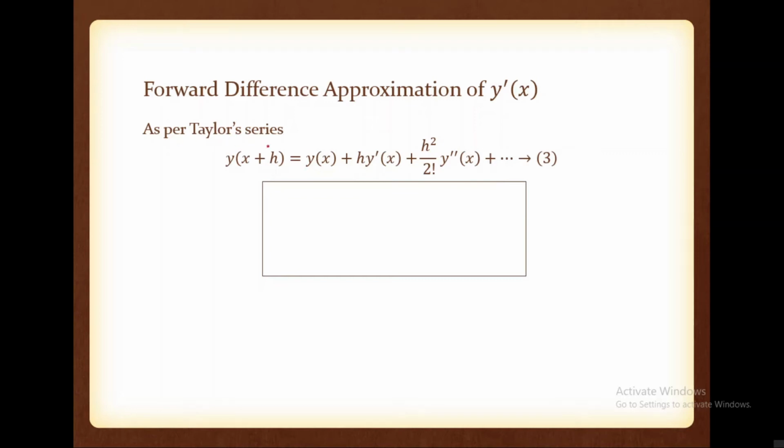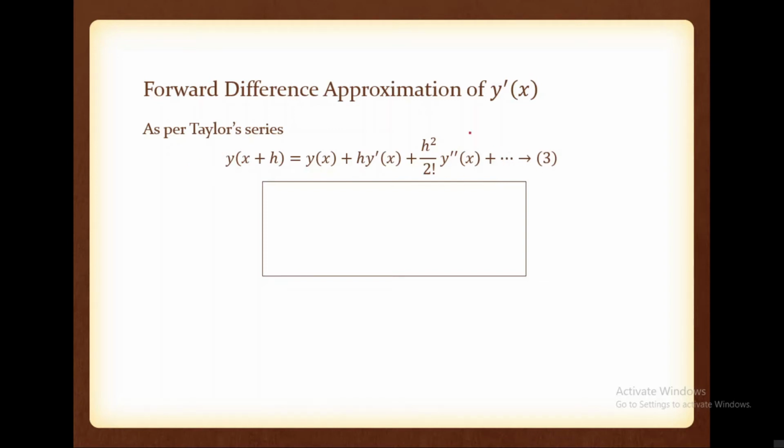As per Taylor's method, y of x plus h is equal to y of x plus h into y dash of x plus h square by 2 factorial into y double dash of x, etc. Am I correct? What is actually h? h is the distance from x. So x plus h is x1. So y of x1 is equal to y of x plus h, that is equal to this.